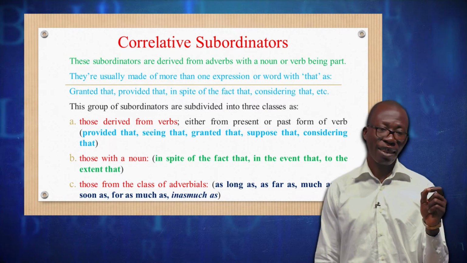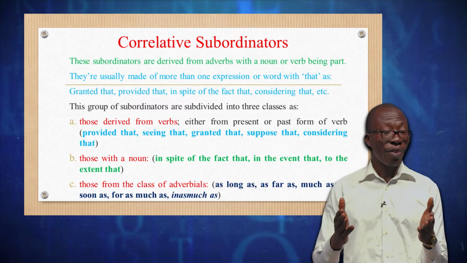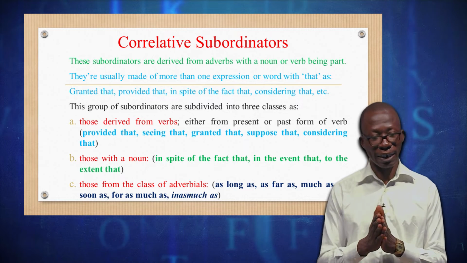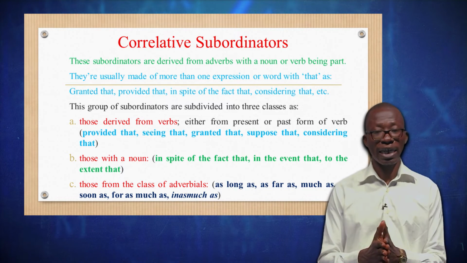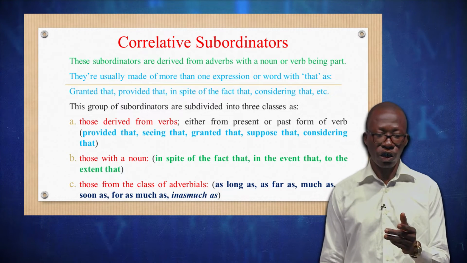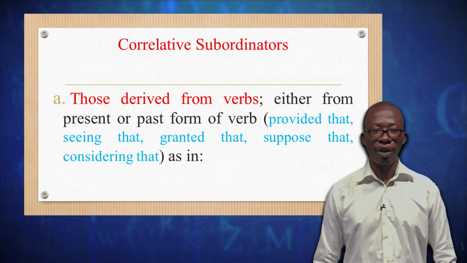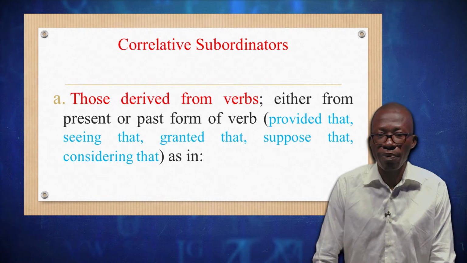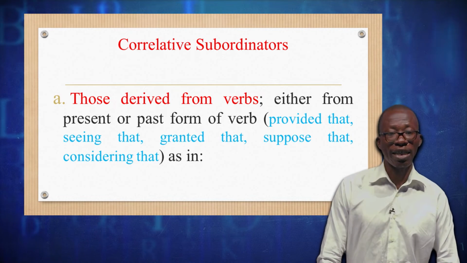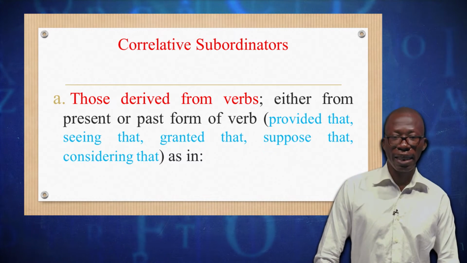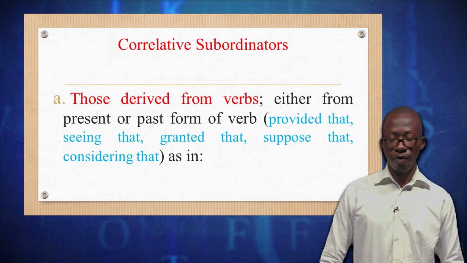Good. So these are the three categories of correlative subordinators that we have. We are going to look at how each category is used in sentences. So you try most of them on your own. So we have those derived from verbs, either from a present or past form of verb. So we have provided that, seeing that, granted that, suppose that, considering that, in the following sentences.